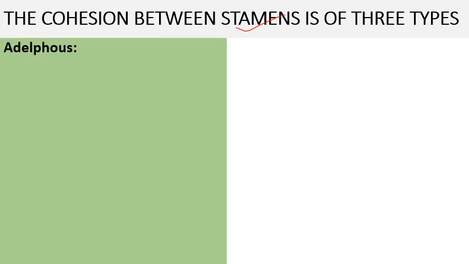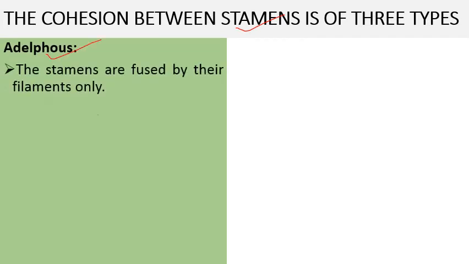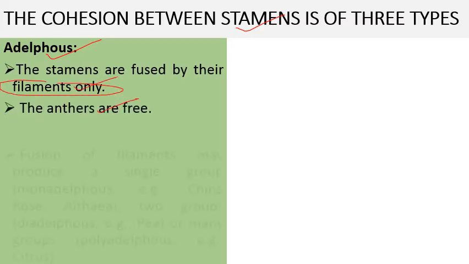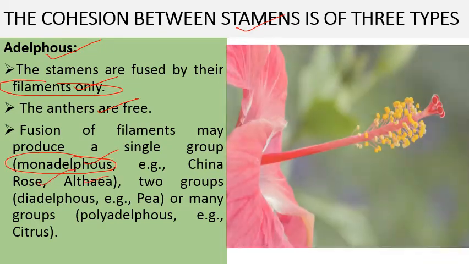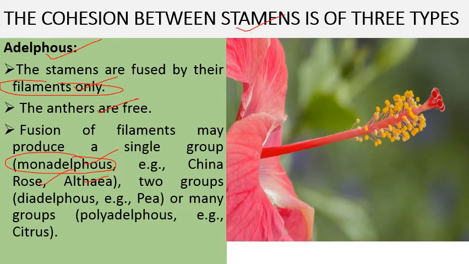Next comes the cohesion between stamens, which is of 3 types. Cohesion between stamens means that they are fused with each other. The term used for the first is adelphous. The stamens are fused by their filaments only, and we use the term adelphous. The anthers are free. Fusion of filaments may produce a single group, that is known as monoadelphous condition, which we have already discussed. It is found in the case of China rose and Althaea. This is the flower. In this, the filaments of the stamens fuse to form a single bundle, and this single bundle is termed monoadelphous. This condition is known as monoadelphous condition.